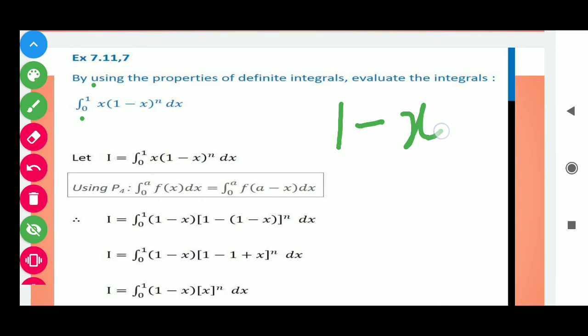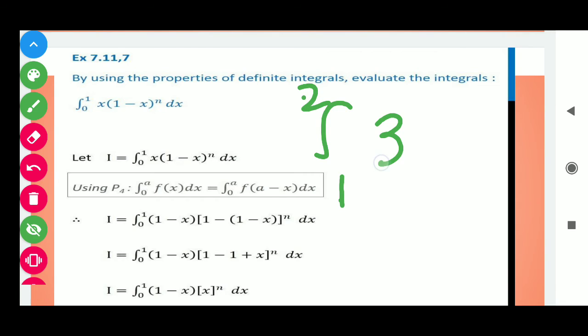Okay, 1 minus x. Like here the sum was 1, then we replace x with 1 minus x. Suppose students, if we have limit 1 to 2, then addition of 1 to 2 is 3, then we write 3 minus x in the place of x.